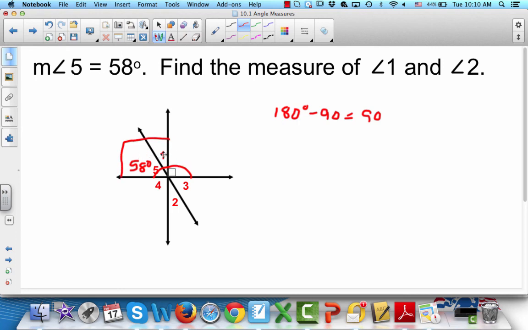So how are you going to find out angle 1 if this angle, the big angle, which is made up of these 2, is 90 degrees? How do I find out what this one is? Right, I go 90 minus 58, and we get 32 degrees. Okay? So that means that this angle is 32 degrees. Well, look here. Angle 1 and angle 2 are vertical angles. So that means that they're congruent, and angle 2 is 32 degrees. So you found angle 1 and angle 2.